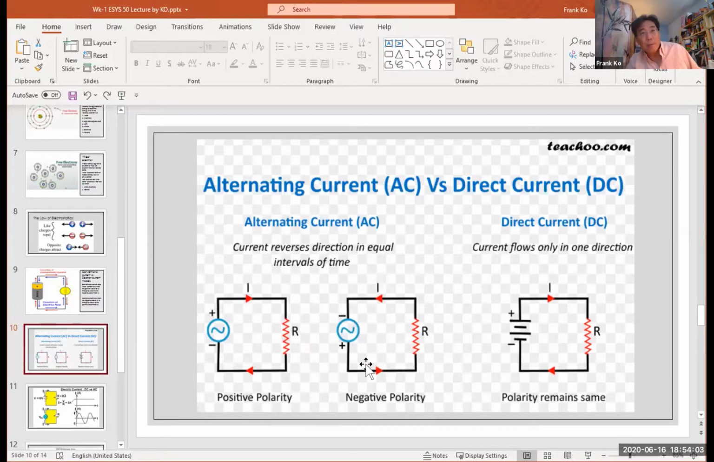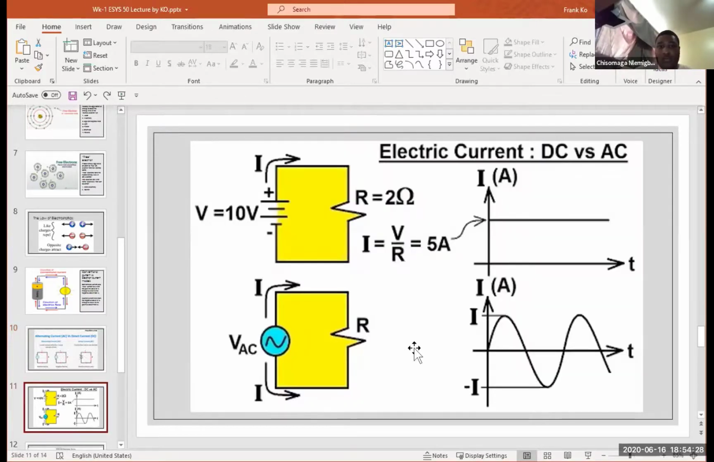Very important things to note. Let me move on. For alternating current, the positive polarity and the negative polarity, are those happening at the same time? They are happening every half a moment. One half of the moment it is positive, and the next half of the moment it is negative. I'll show you more clearly in the next slide. This slide will help answer your question. It's a very good question.